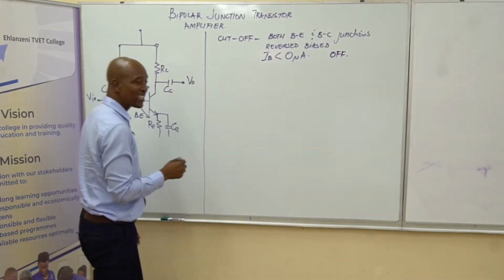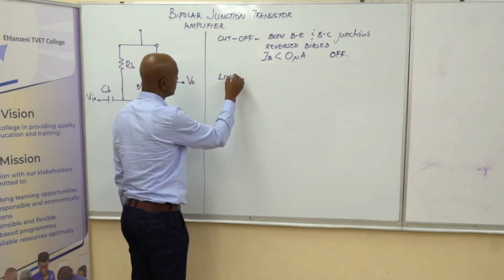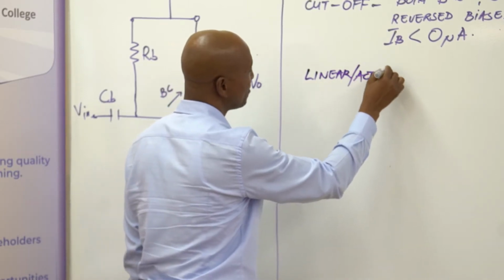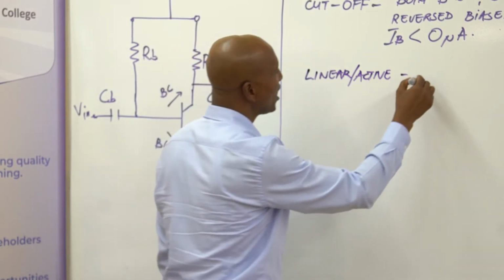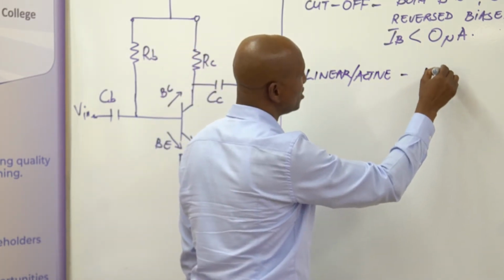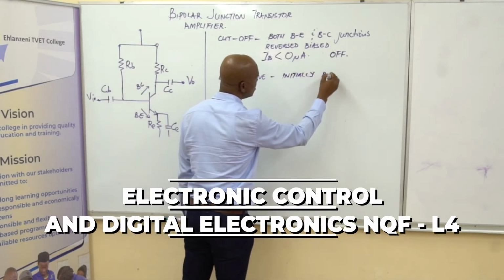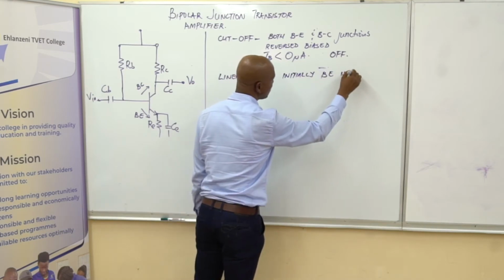So the second region is known as the linear, or some textbooks will call it an active region. In this region, we say the base emitter is forward biased. Base emitter is forward biased.